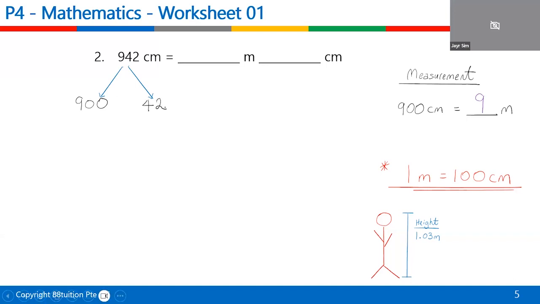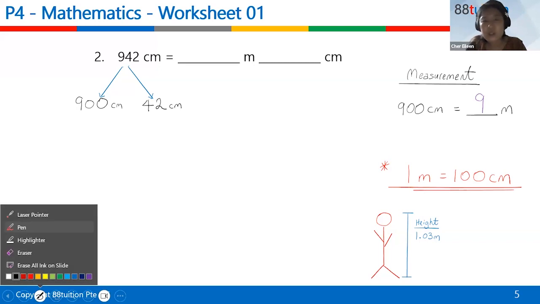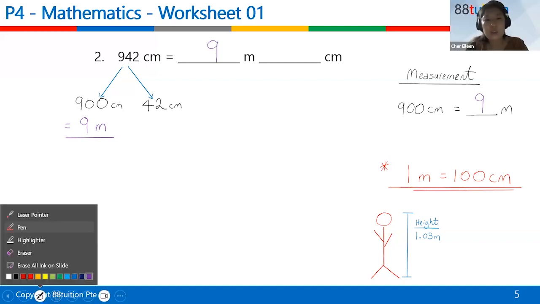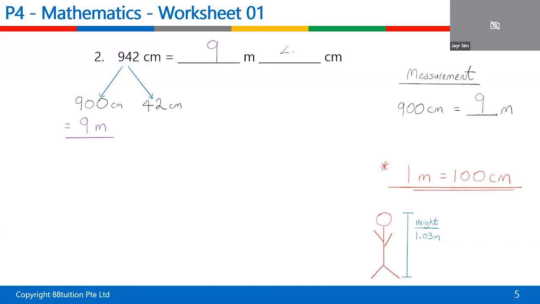942. So we can separate 942 into 2 parts, right? One part is 900, plus 42, right? Correct. So when it's 900 cm, it means how many meters? 9. Correct, 9 meters. And then we have the 42 cm. 42 cm is smaller than 100 cm, correct or not? So we cannot convert it to a meter yet, correct? So it will remain as 42 cm. Is that correct, Jaya? Yeah, so it'll be 9 meters and 42 cm.